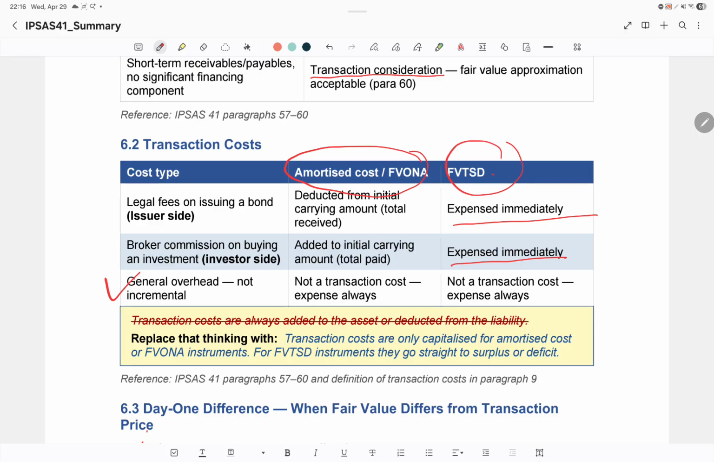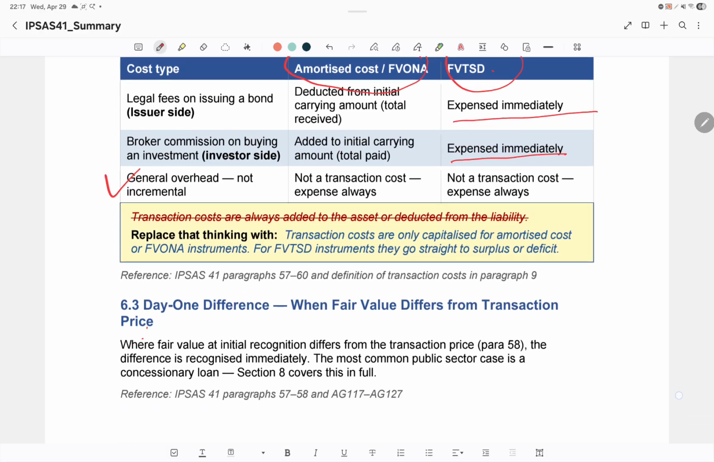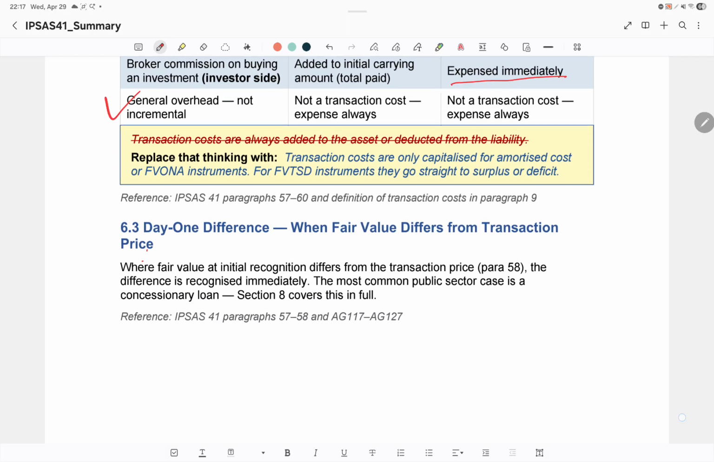So what is this we call fair value through net assets, fair value through surplus or deficit? I think we will be talking about this, but once you understand what this is, it is a way of measuring those financial assets and financial liabilities. And as I do the examples, you will understand more.